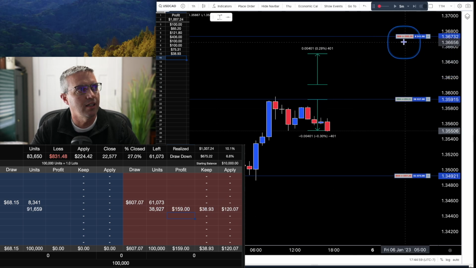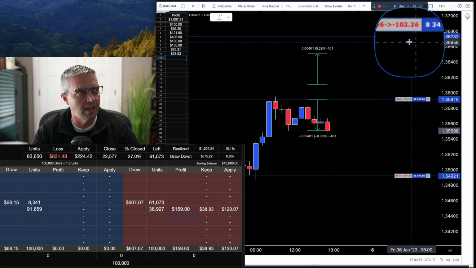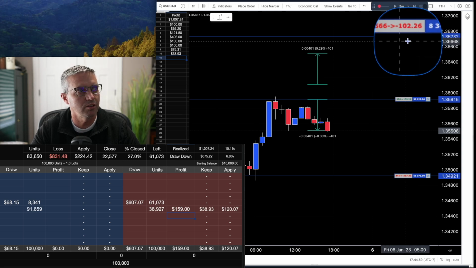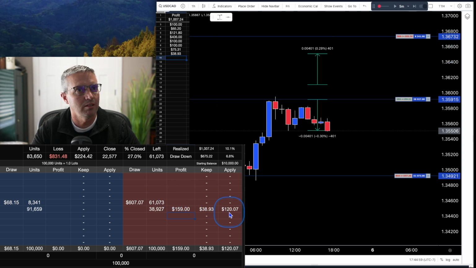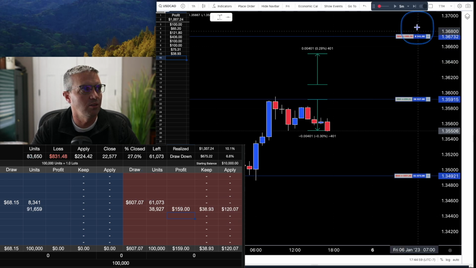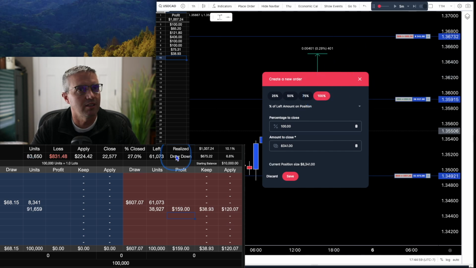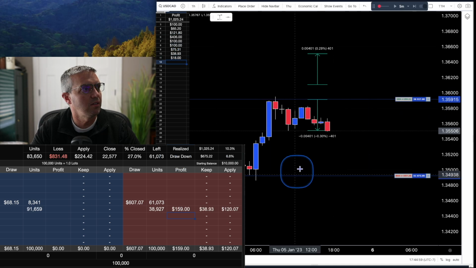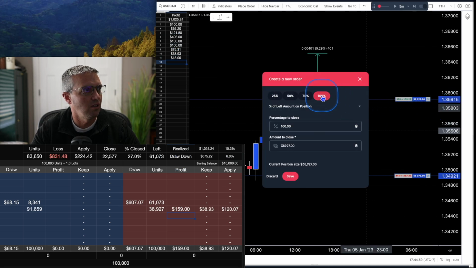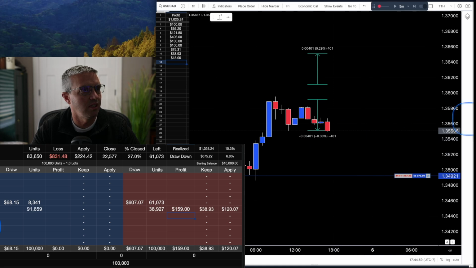And this outside long position for 8,341 units is out of the money, $102. And we have 120. So we're actually going to make an extra $18 on this trade by closing these two completely. So we're going to close him. Actually, let's count for $18 because 120 minus 102 is 18. So $18. We're going to close him by 100%. We're going to close our short position by 100%.